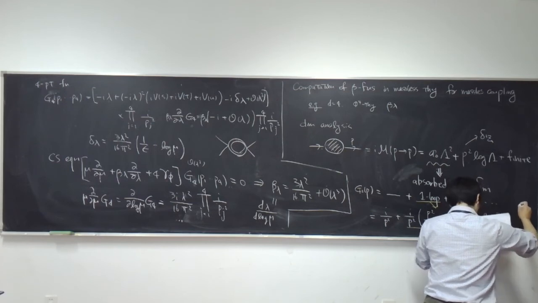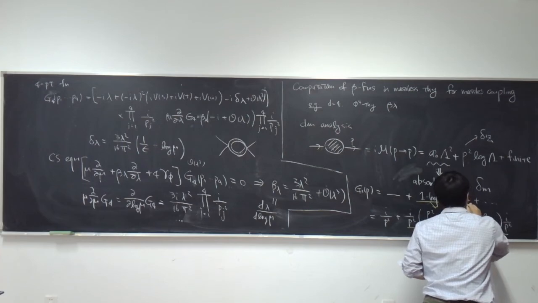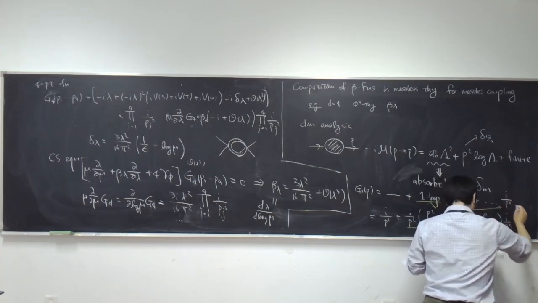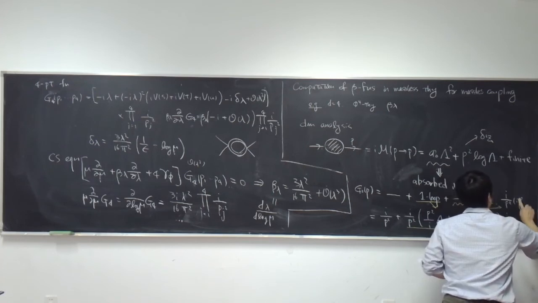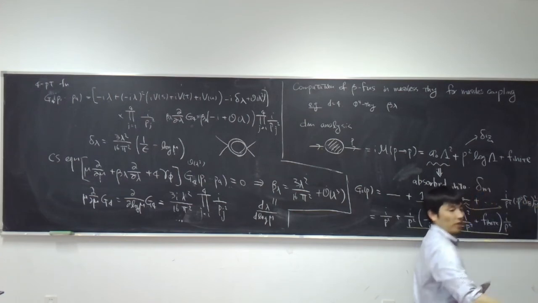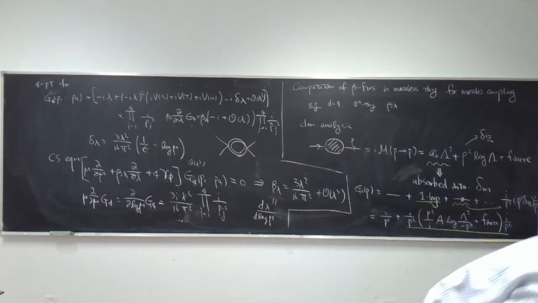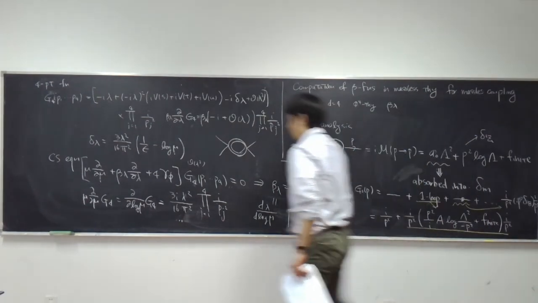The counter term is something like i over p squared, i p squared delta z, i p squared. Can you see this part? Unfortunately, you cannot see it. Okay, let me write that in the book.